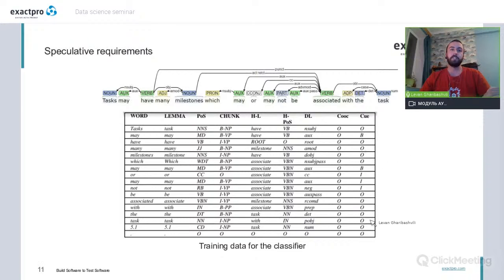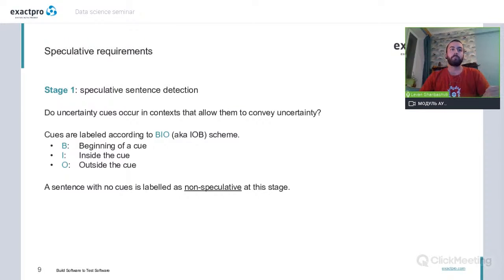And basically here are these annotated cues. So "may" is classified as B, so it's the beginning of a cue, and it ends there as well. And then we have "may or may not": the first "may" is B, it's the beginning, and then the rest are inside. So why do we need this B as well? If we had 2 adjacent uncertainty cues, then this gives us a possibility to separate them. If we only had I's, they would be combined into one cue. And if the sentence contains even 1 cue, it is labeled as speculative at this stage.